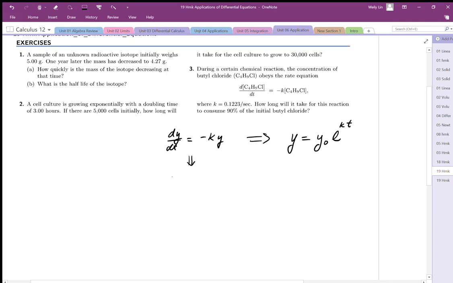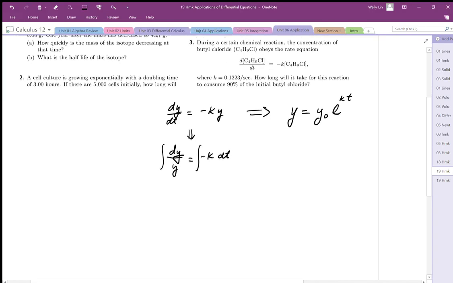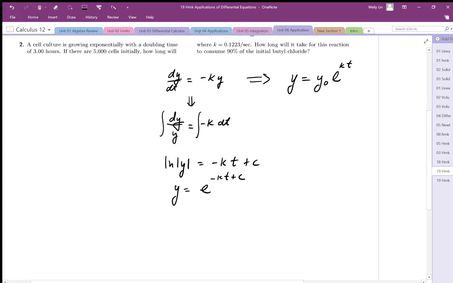Now, it's not a bad idea, especially for now, to actually integrate this. So we're going to separate our variables, and then we're going to integrate both sides, and we end up with log y equals negative kt plus c. This becomes y equals e to the negative kt plus c up here, and then that plus c becomes our y naught value.